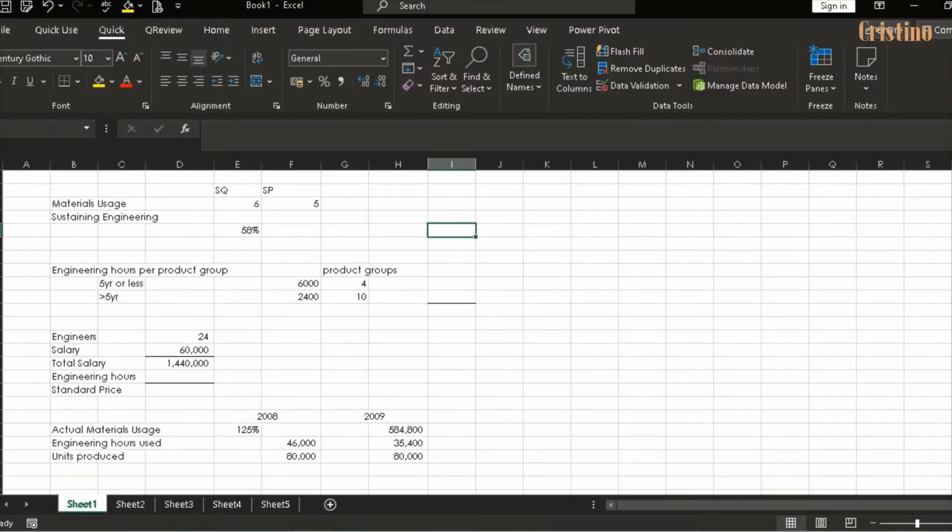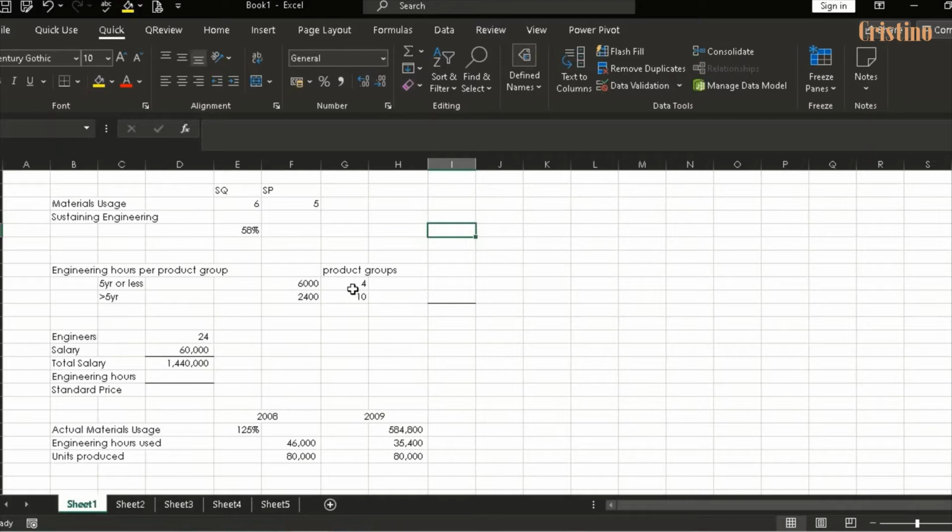In particular, we are to discuss the measures that the company must take to capture and realize reductions in resource usage. Based on the problem earlier, the standard quantity for materials usage is 6 pounds per unit. The standard price is $5 per pound. For sustaining engineering, we are given a standard quantity of 58% of practical capacity. To calculate the practical capacity, we must add all engineering hours of all product groups. For product groups with 5 years or less experience, the engineering hours is 6,000. For product groups with greater than 5 years experience, the engineering hours is 2,400.